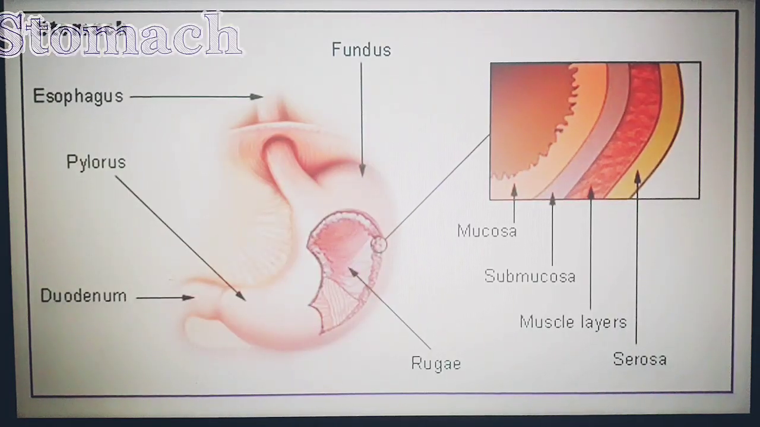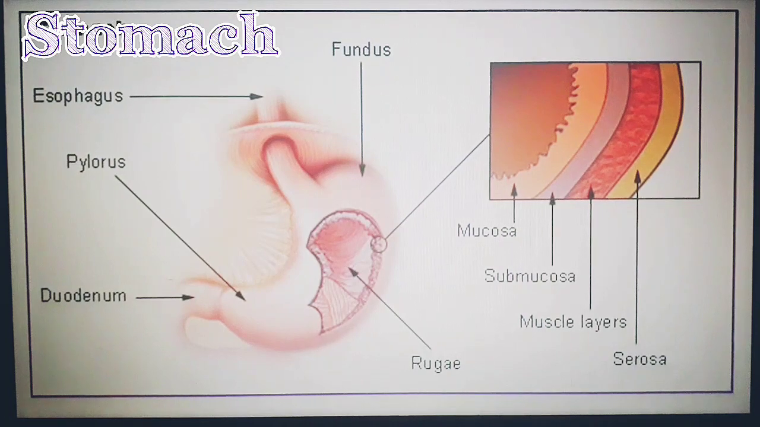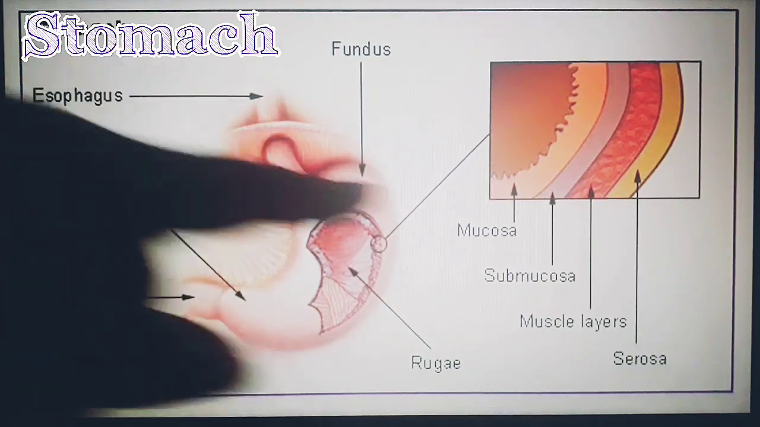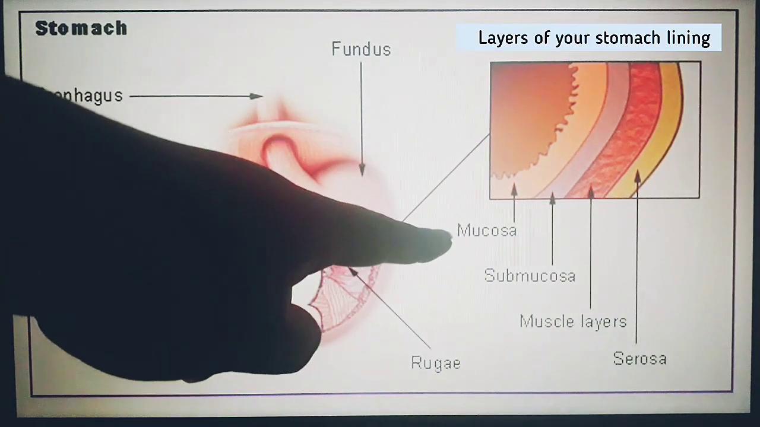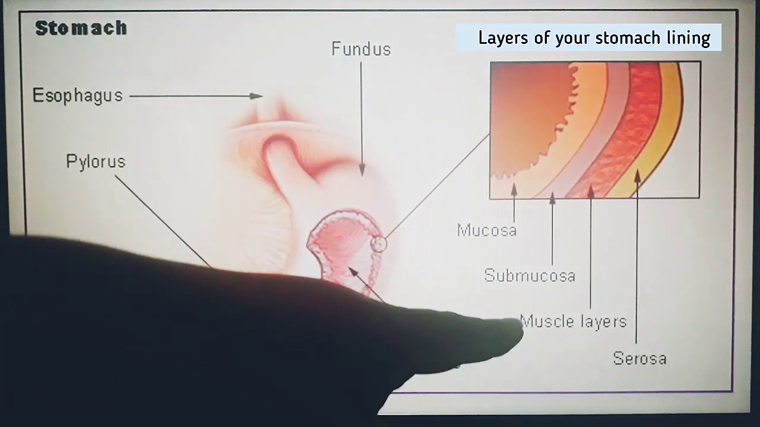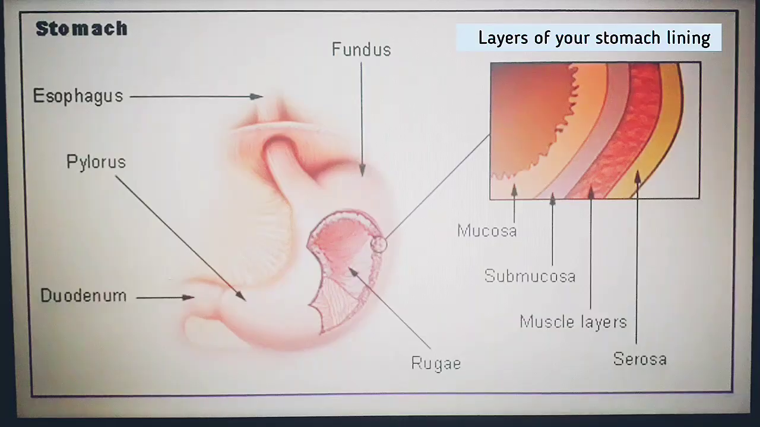Here, so this is your stomach. In your stomach, as shown here in the image, you have the innermost layer, which is your mucosa, submucosa, then your muscle layers, and your serosa.